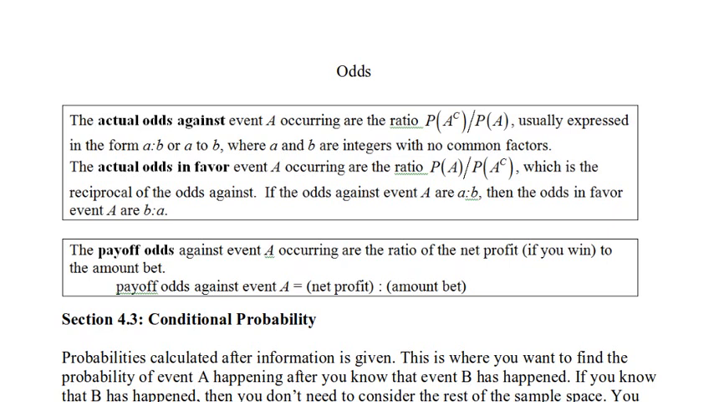The payoff odds against event A occurring are the ratio of the net profit, that is, if you win, to the amount that you bet. So the payoff odds against event A are the net profit to the amount bet. That concludes 4.2. Our next look will be at 4.3, conditional probabilities.